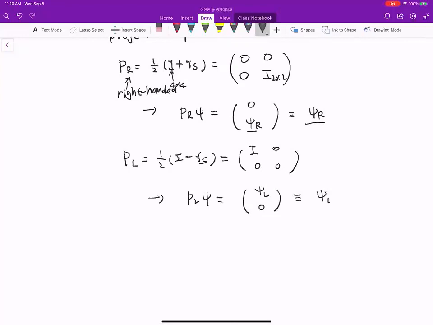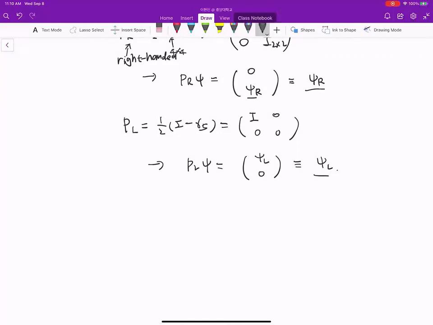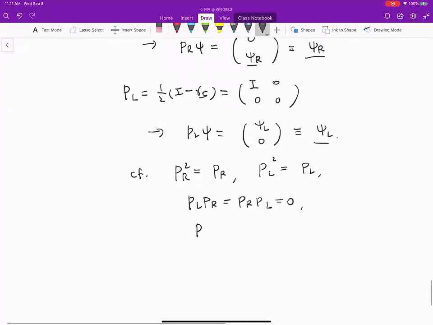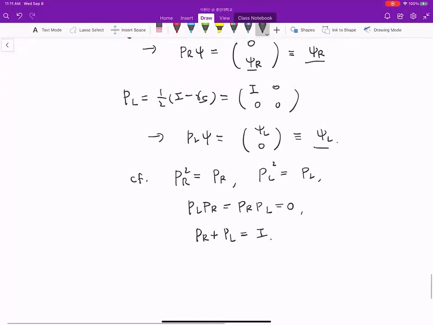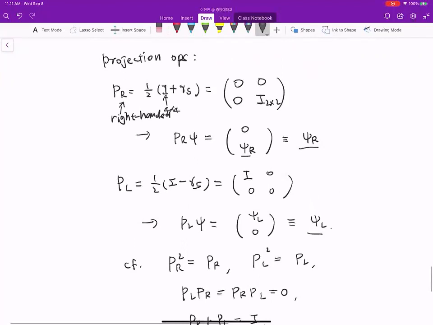So you can show the property of the projection operator easily. I'm spending time to explain this because the chirality is important for weak interactions. Depending on the chirality, we have different weak interactions.